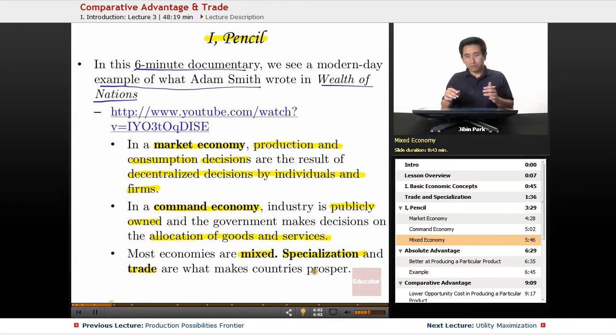And it really depends on where you're at. For example, a lot of the European countries might tend towards the side of a command economy as far as the government intervening in certain areas, whereas maybe an economy like Hong Kong will veer on the side of being more of a market economy. So again, each country has a different degree in which the government is involved.